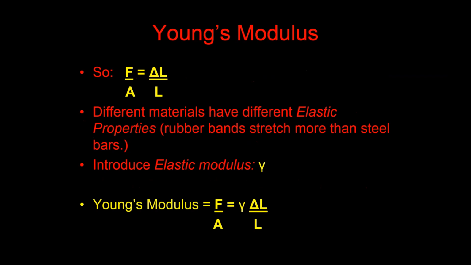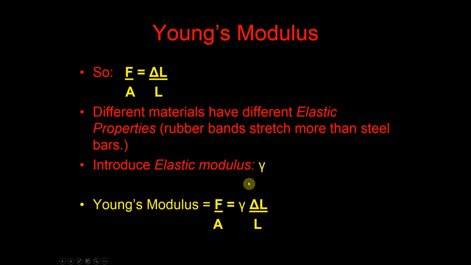So force over area equals delta L over L. This is how much force you're applying per the cross-sectional area. This is your change in length, and this is the length of your object. Different materials, of course, will have different elastic properties. Rubber will stretch more than steel.